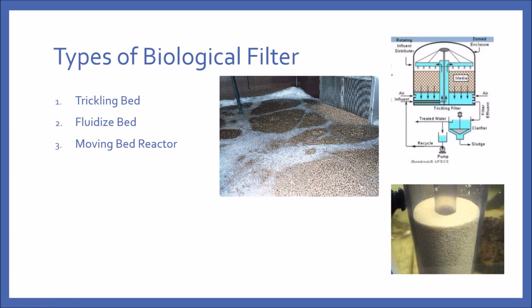There are often very different types of biological filters. They can be in the form of a trickling bed, which is commonly found in the wastewater industry due to their huge size. Secondly, we have what we call a fluidized bed, which is commonly used in cold water freshwater applications. And lastly, we have the moving bed reactor, which is commonly used in saltwater applications.